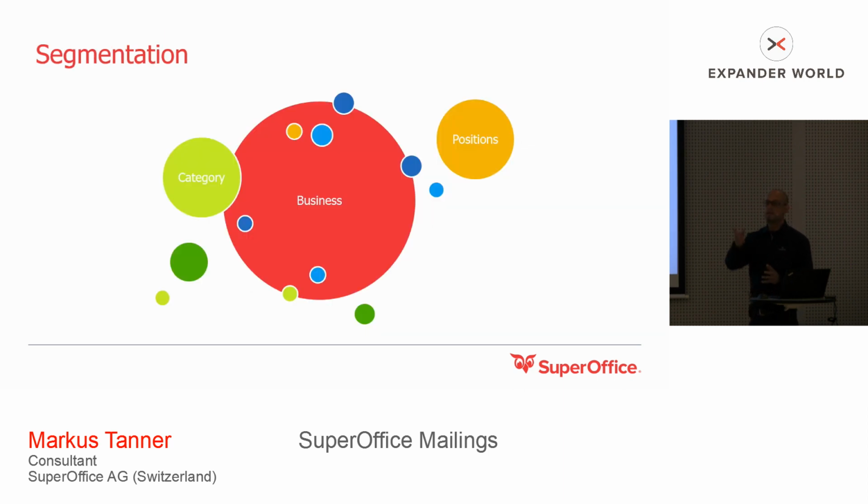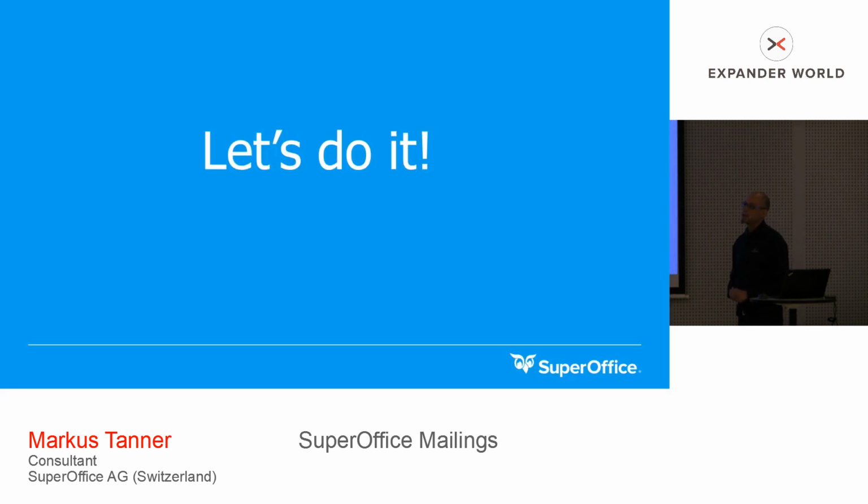So the bubbles, the same. So which category you have, it's a subset of the whole group. Which businesses you want to address, and also write the input in it. And positions, for example, and a lot more, which I show you then in our live demo. So that's the next step. So let's go into the solution and do it.